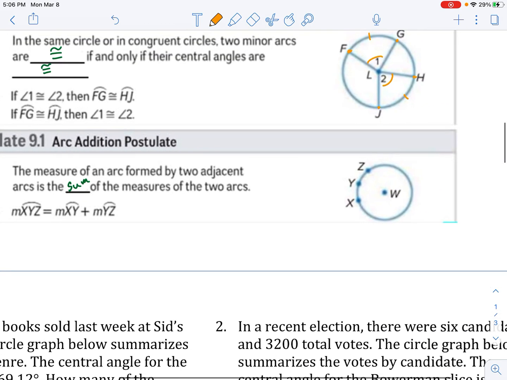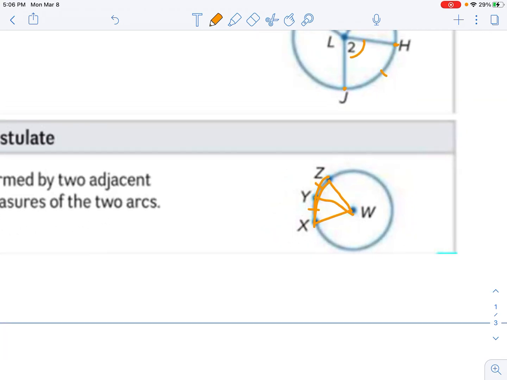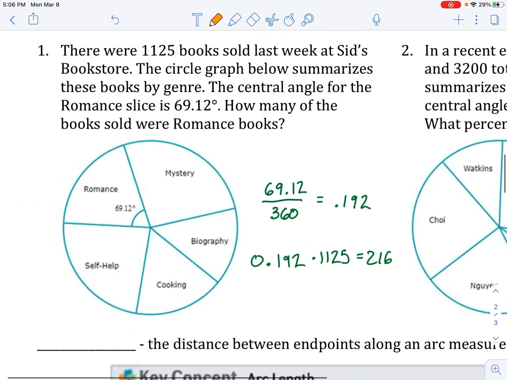The addition postulate, this is pretty basic as well. It's basically saying, so arc ZY and arc YX, if we add those together, we would get arc ZX. So two small arcs make a big arc when added together.